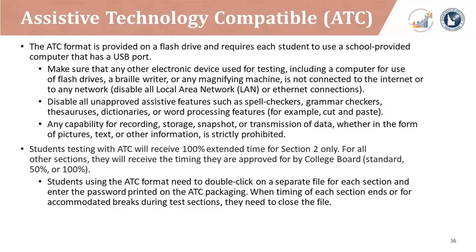The ATC, or Assistive Technology format, is provided on a flash drive and requires each student to use a school-provided computer that has a USB port. Students testing with ATC will receive 100% extended time for Section 2 only. For all other sections, they'll receive the timing they are approved for by College Board, such as standard, 50%, or 100% extended time.